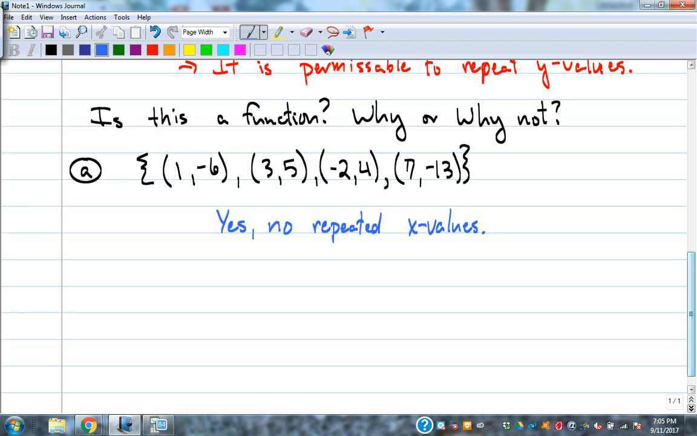They won't always put functions or relations in set notation like that. A lot of times they'll put them in a table like we just saw in a lab there. That's a very common way of writing a relation, in a table with x and y values, like 4, -8, 3, -2, 6, -5.